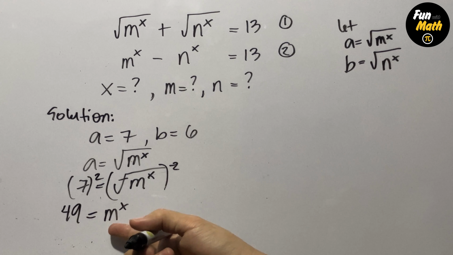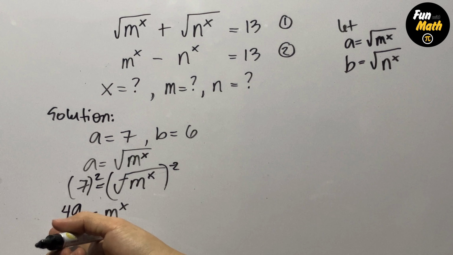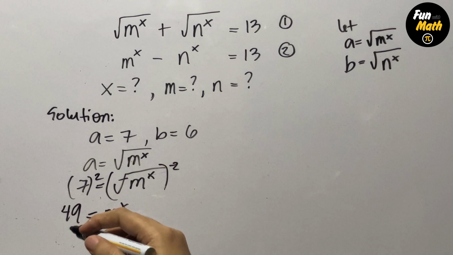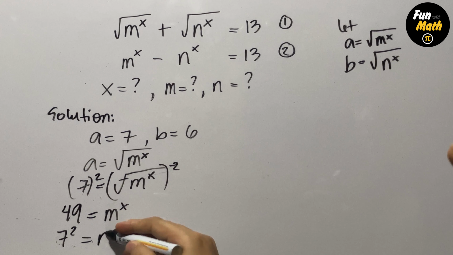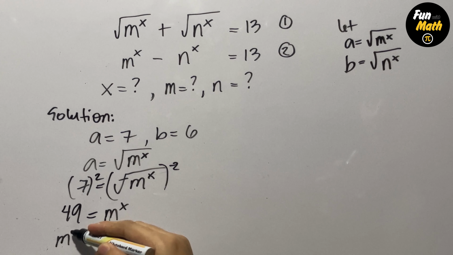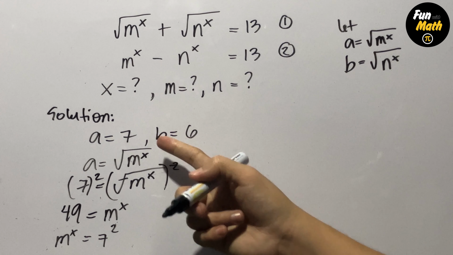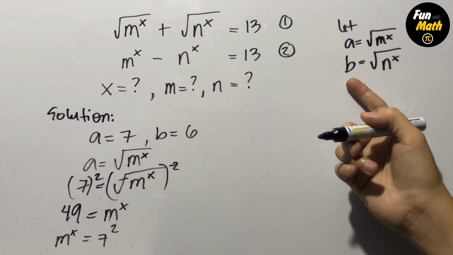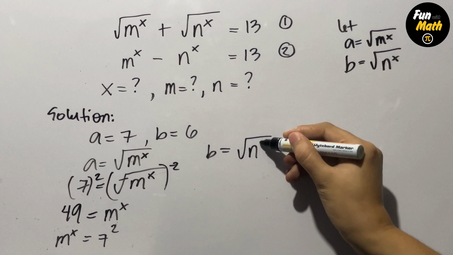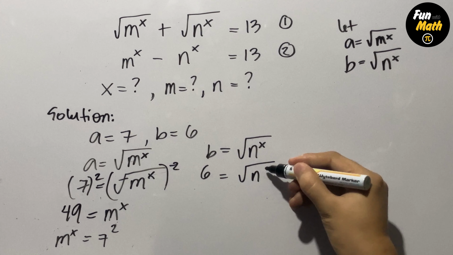Now, if you observe, this side has a power and this side has no power. So we need to change 49 back to a power form, and that is 7 squared. So 7 squared equals m to the power of x. Or using the commutative property, this is now m to the power of x is equal to 7 squared. Now next is for the value of b. Earlier we let b be equal to square root of n to the power of x. So b is equal to 6, and 6 equals square root of n to the power of x.